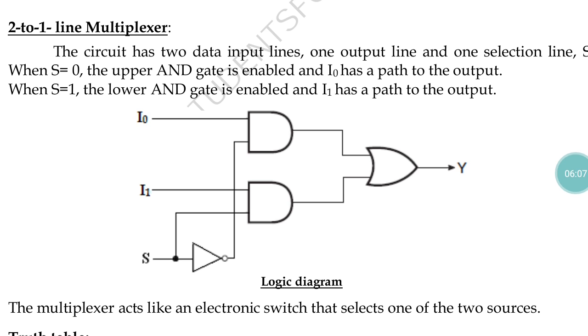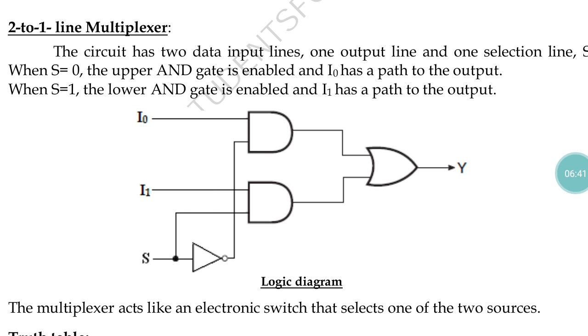So S will be equal to 0, which means I0 will be reflected to the output. How is it? You can see this. S equal to 0, so S bar equal to 1. So the input of the first AND gate will be 1, and I0, whether it is 1 or 0, will be reflected in the output of that AND gate. So that value will be reflected to Y.